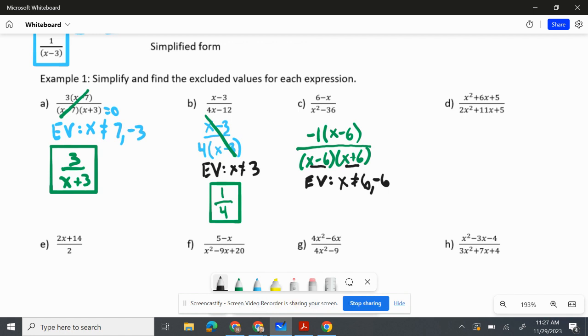Now I'm going to cancel. And so I could cancel the x minus 6's. And so I have negative 1 over x plus 6.